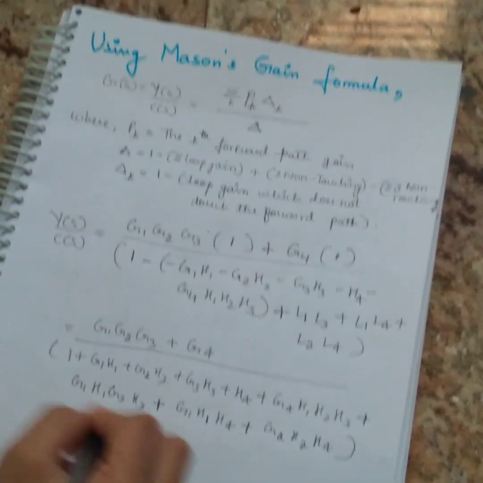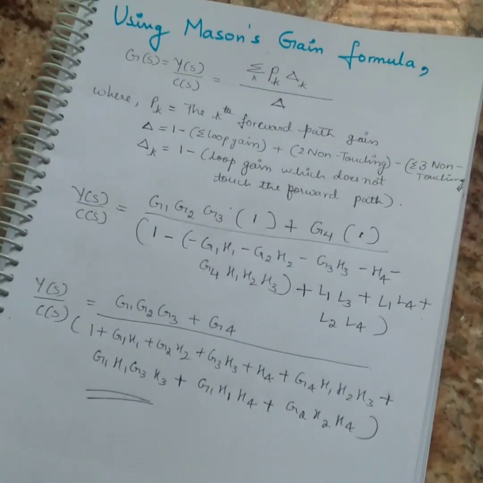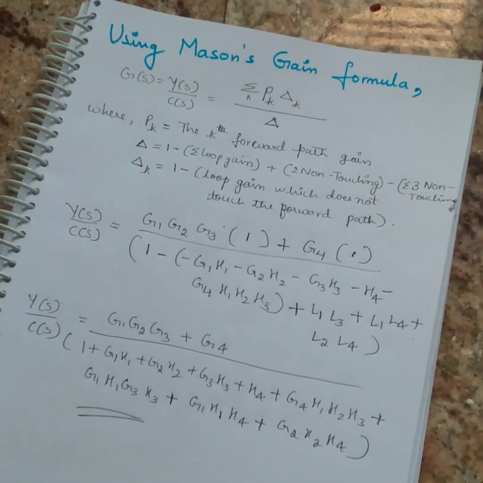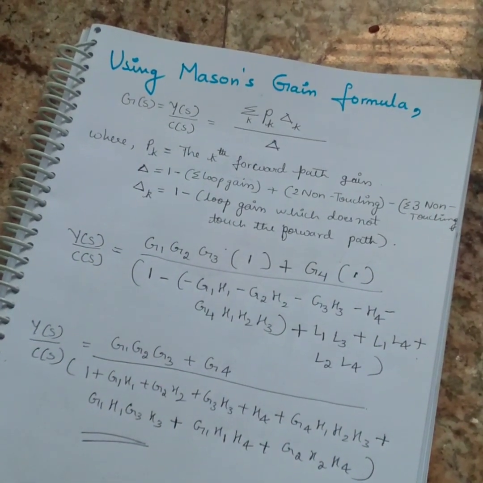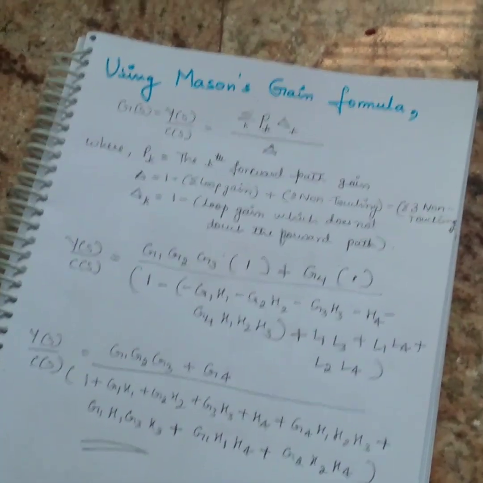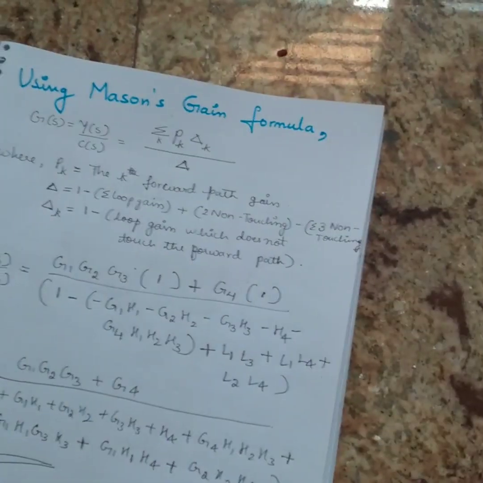So this is the answer for Y(s) by C(s), the transfer function, that is the Laplace transform of output divided by the Laplace transform of input, for the SFG. So this is really simple. Do follow this method. That's all for the day.